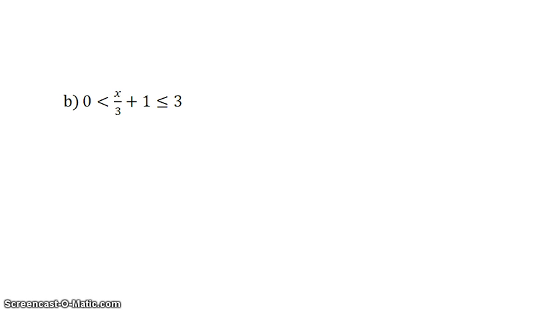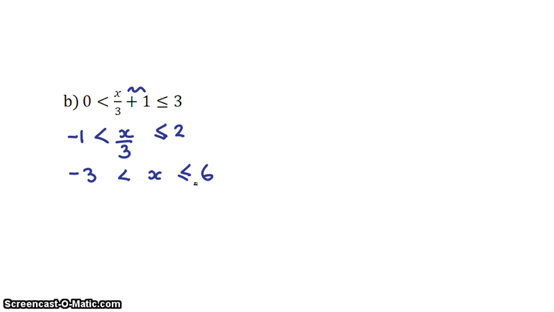Next one, again, I have to get x by itself. So I would get rid of the plus 1, which means I need to minus 1 from all sides. So I'm minus 1 from the middle, and I'm minus 1 from the outer two sides. I then need to multiply by 3 to everything, and I'm done. Don't forget that if you are multiplying or dividing by a negative number, you have to swap these around.